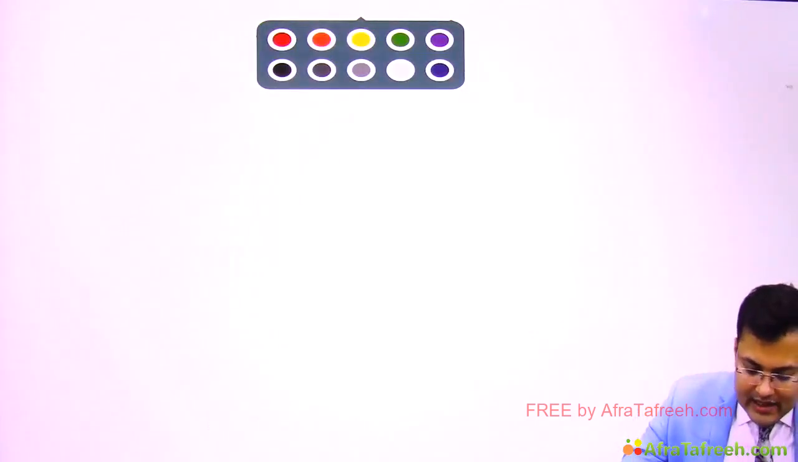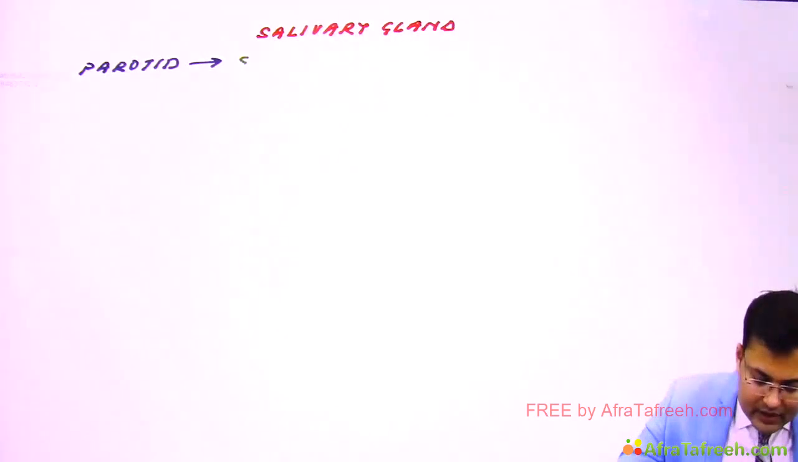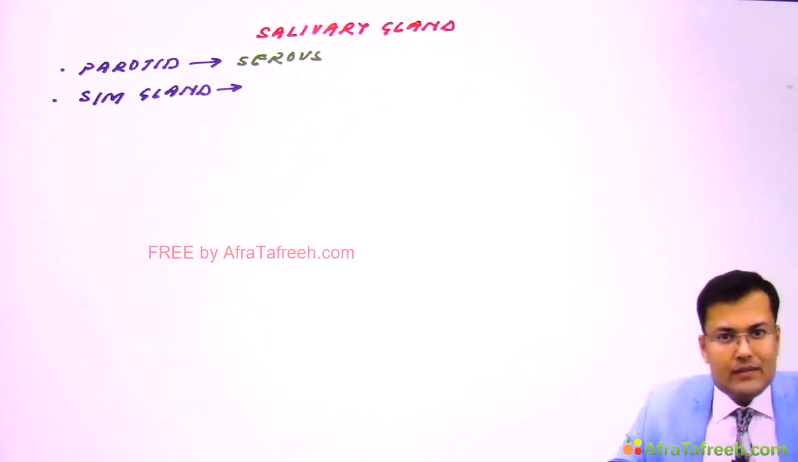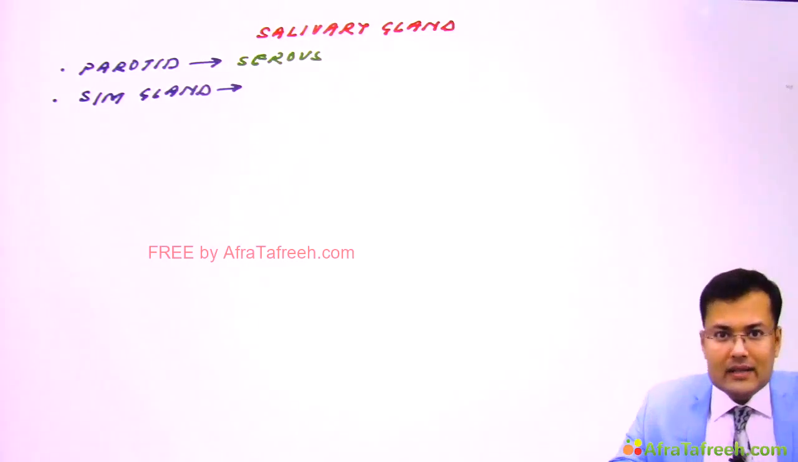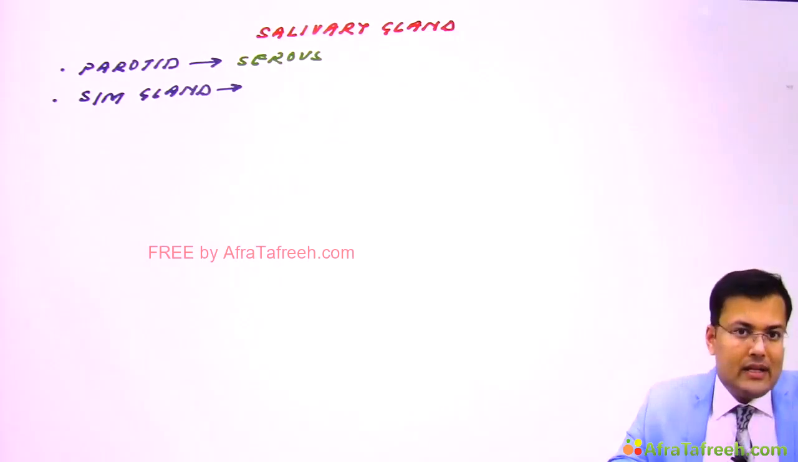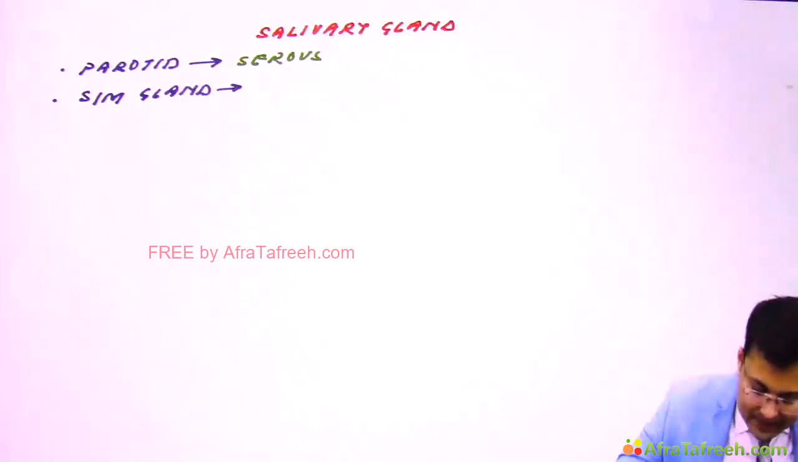What kind of acini is present in the parotid gland? In the parotid gland there is only serous acini. What kind of acini is present in the submandibular gland? In the submandibular gland there is presence of both serous as well as mucinous acini. And in the sublingual gland and minor salivary glands there is only mucinous acini.